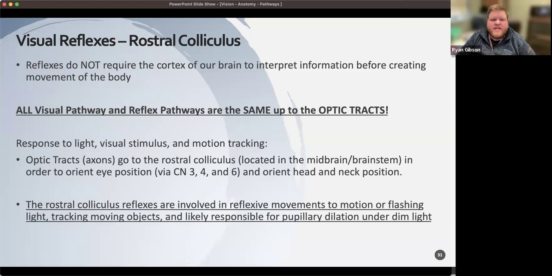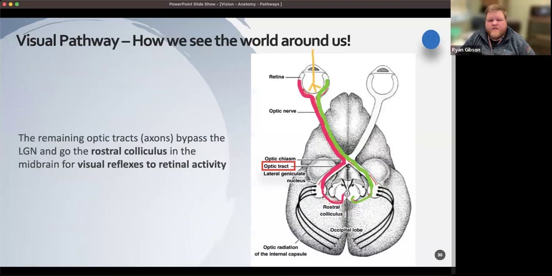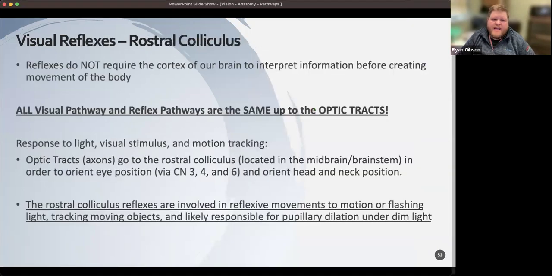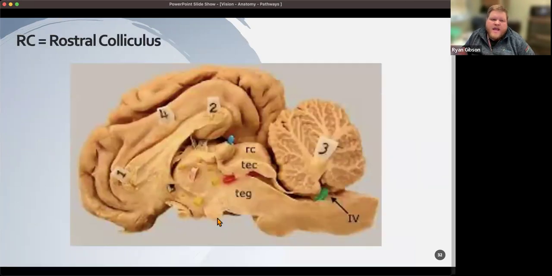So what's nice is so far, the only difference for these reflexive pathways is everything's the same up until we head to the lateral geniculate. Instead, we go to the rostral colliculus. That's the only difference. And again, don't get too caught up in the pathway for the rostral colliculus. I just more want you to know what the rostral colliculus does. All right. And the rostral colliculus, just for orientation, is this RC right here in the middle of the diencephalon. So that's where those fibers are going.